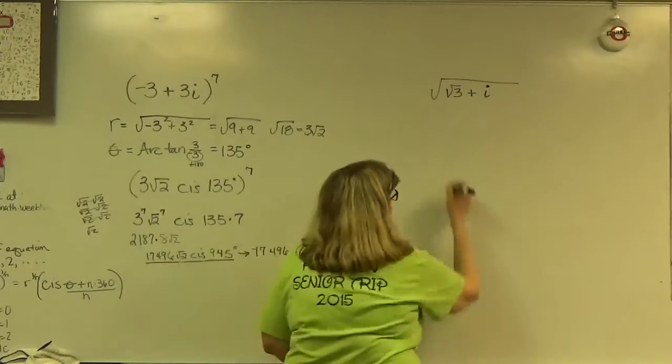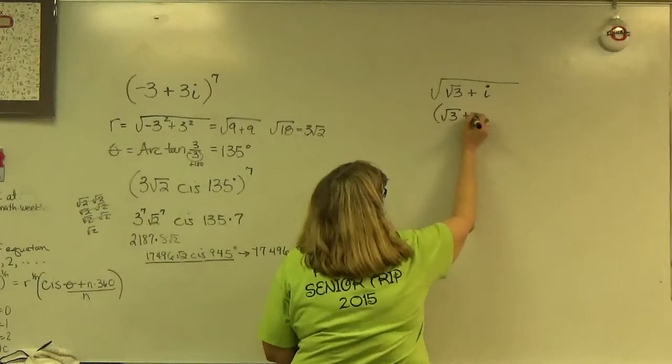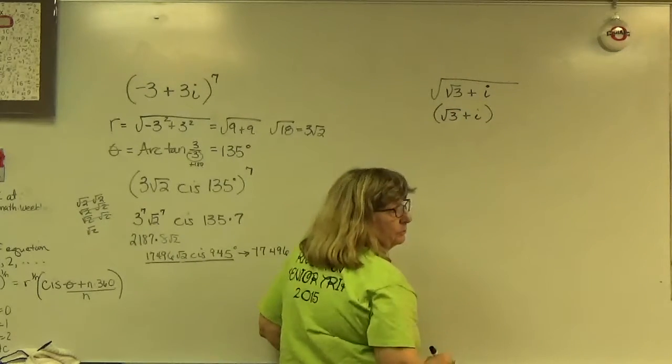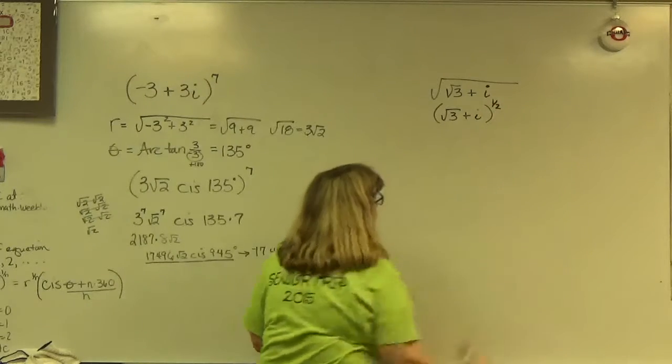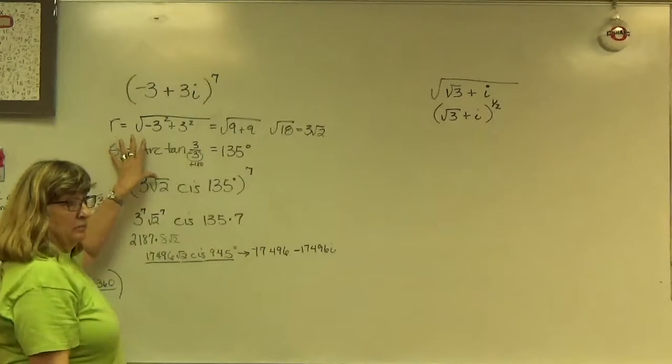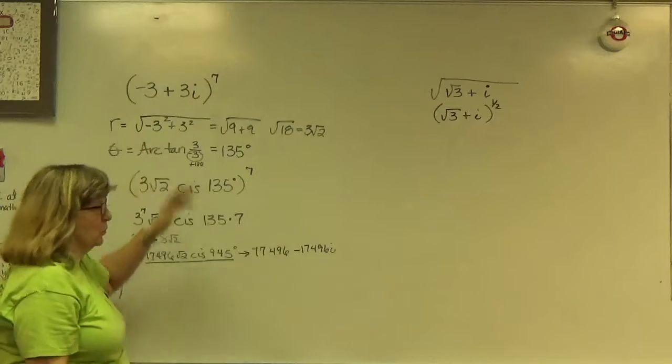So the first thing you do is I rewrite this. If it's a square root, what power is that? 1/2. So see, you're doing the same thing as what we did here. It's just the power's 1/2.